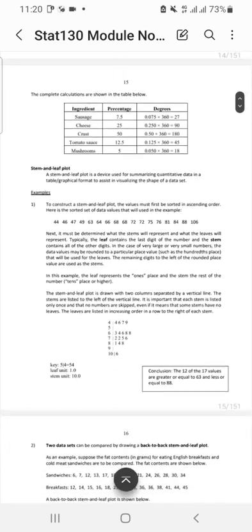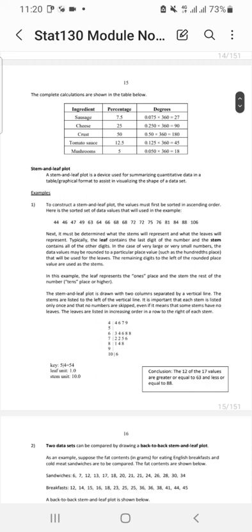Then as we go on, the stem and leaf is also very, very important. You need to know how to calculate the median and the average from the stem and leaf. That's easy.